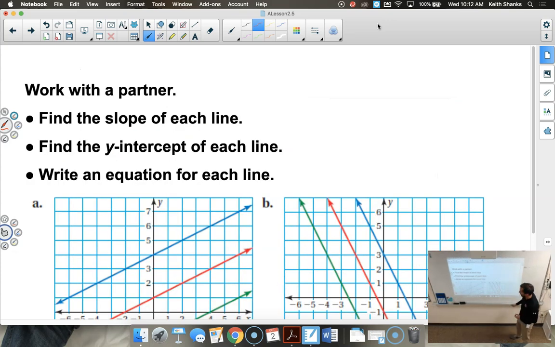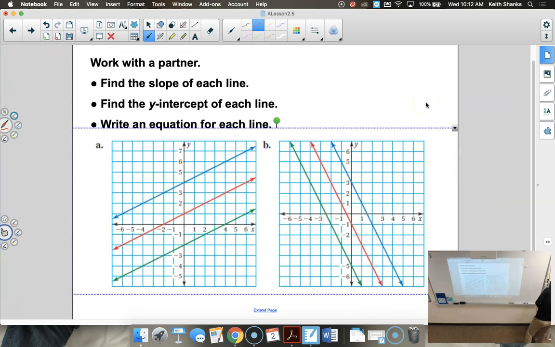So, work with the partner. It says find the slope. We're just going to do A. Don't worry about B, okay? It says find the slope of each line, find the y-intercept of each line, write the equation of each line. Notice, to write the equation, what are the two things you need? Okay. Slope and y-intercept. So they're really breaking it up. Find the slope of each line and the y-intercept.